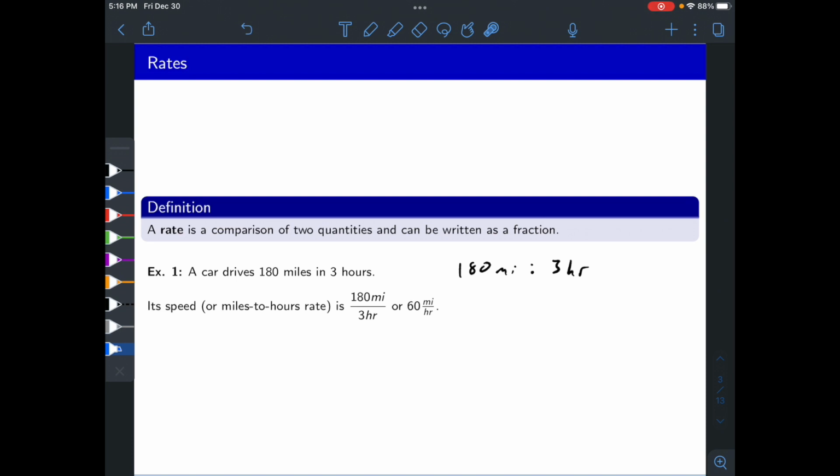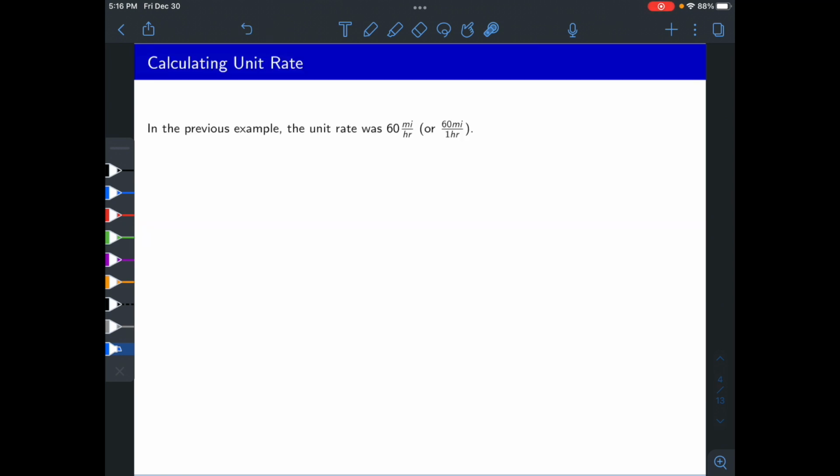So instead of doing miles to hours, you could do hours to miles, which would just flip the fraction. So 3 hours per 180 miles, written over here like so. 3 hours to 180 miles. These all are kind of saying the same thing though, and they'll be useful in their own specific circumstances. Of course, this is more useful in this situation because we're used to measuring speed in miles per hour, but in some situations it's more useful to flip it.